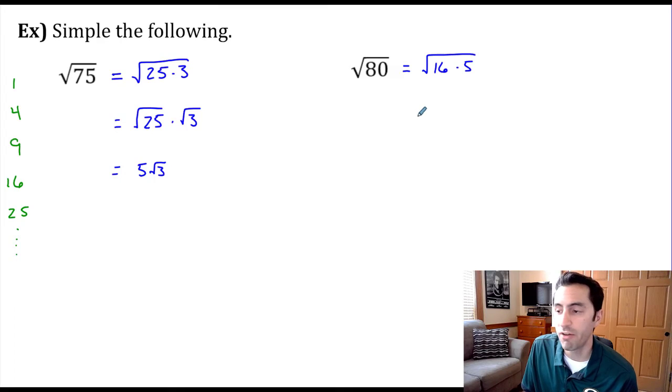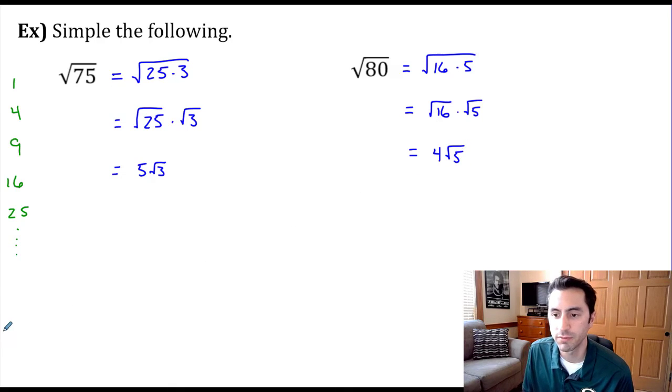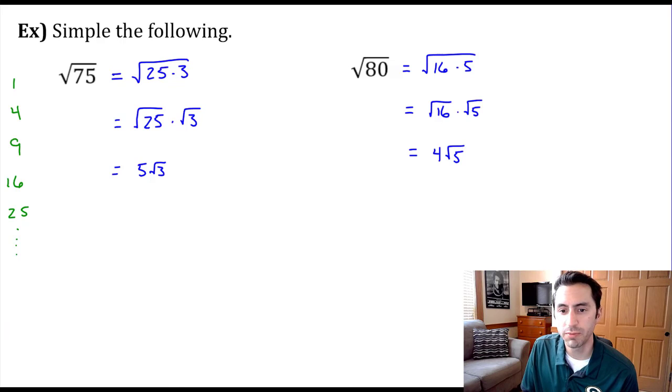And again, now that it's written in multiplication, we can separate this using the product rule. So the square root of 16 times the square root of 5. And to finish simplifying, the square root of 16 is 4, and the square root of 5 has to stay as is. All right, let's take a look at one other example.